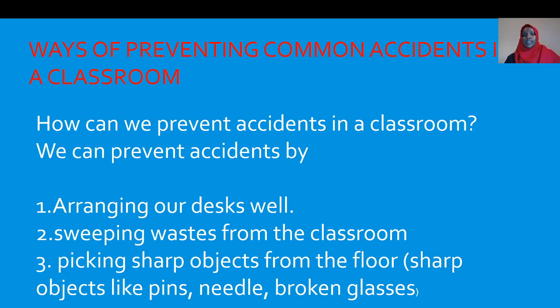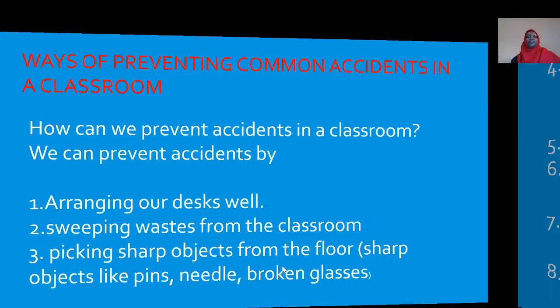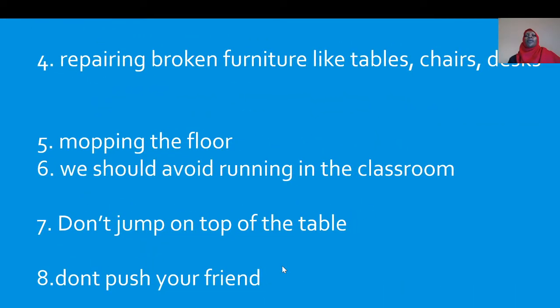cause an accident. Then number 4, we have repairing broken furniture like tables, chairs, and desks. Now this is the work of the school management to ensure that there are no broken furniture in the classroom. And even you children, when you go to class and you find that there is a broken chair or there is a broken table, just take it where it's supposed to be. Just take it outside, and then you call the person who is in charge and tell him this chair or this table is broken. Don't wait until your friend comes and sit on a broken chair.